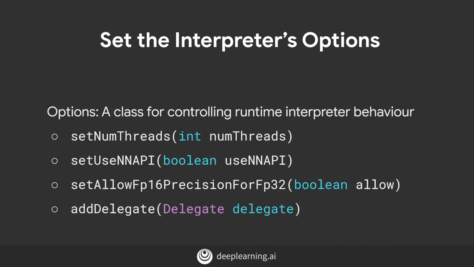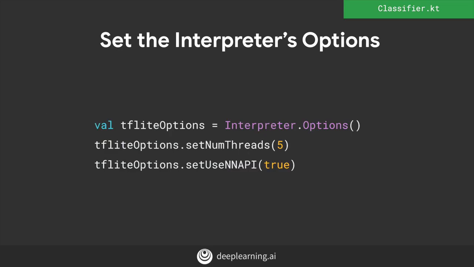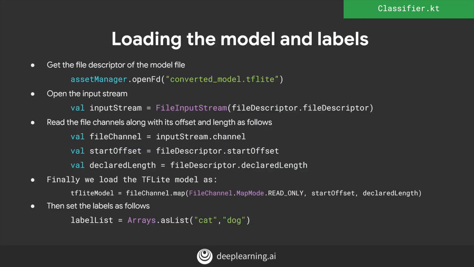One cool feature is that you can use mixed precision calculation in your models when possible by calling setAllowFp16PrecisionForFp32 and setting its parameter to true. And of course, you could instruct the interpreter to add a delegate to utilize the GPU if it's available. Here's an example of using the options. I create an interpreter.options object and set its properties. So for example, if I want to use 5 threads and turn on the neural networks API, I would do it like this.